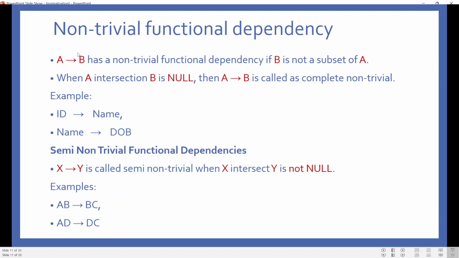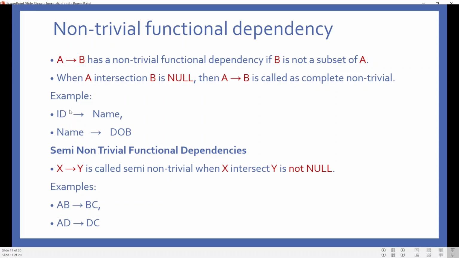So B is not a subset of A. Then you can say that it is a non-trivial functional dependency, or you can say if the intersection of A and B is null, then the functional dependency A to B is called a complete non-trivial functional dependency. For example, ID. Left hand side is ID and name, right hand side is name.